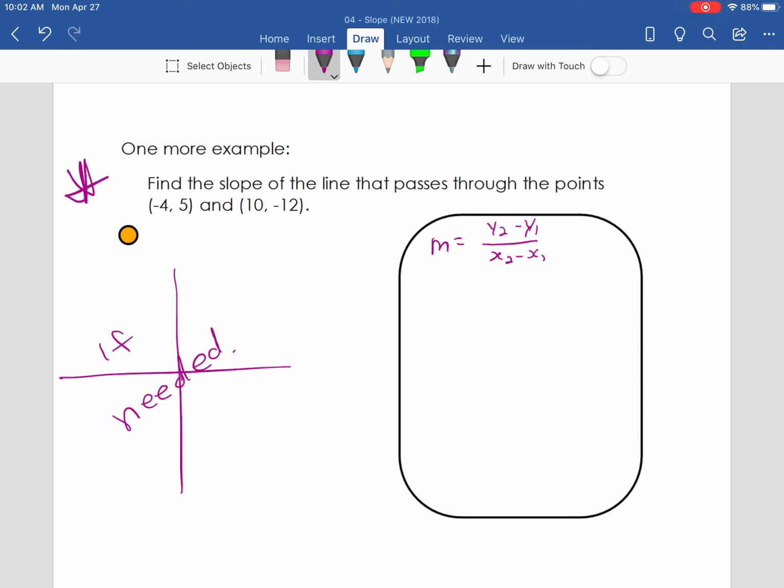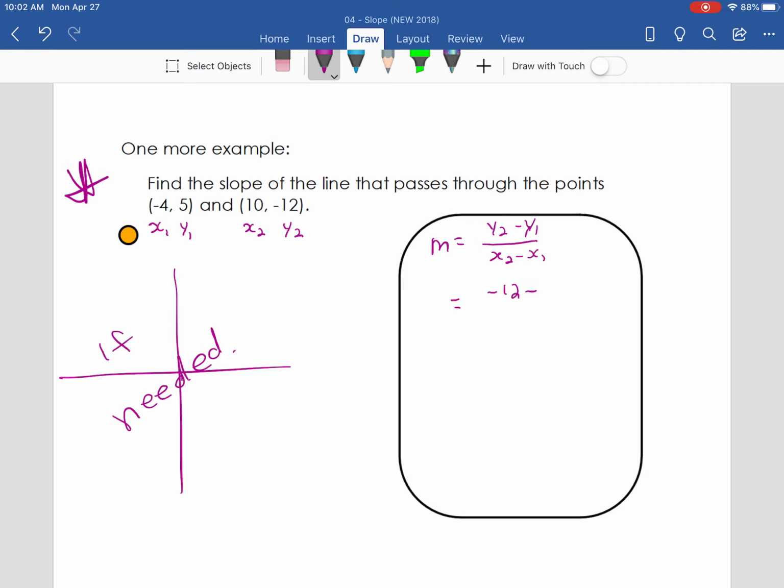m equals y2 minus y1 over x2 minus x1. Write down that formula, tape it to your wall, make it the wallpaper on your phone, do something. Have that memorized. How do you use it? I do all these steps as you're doing these questions within your homework. This first point has an x and a y value, so I'm going to call them x1 and y1. It's the first x value and the first y value. And this second point has an x value and a y value. We'll call that x2 and y2.